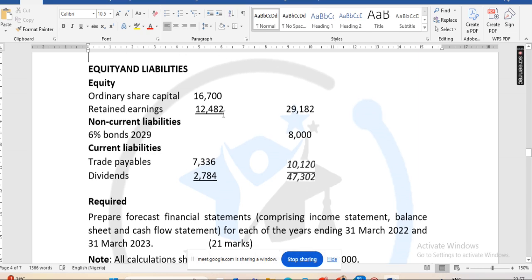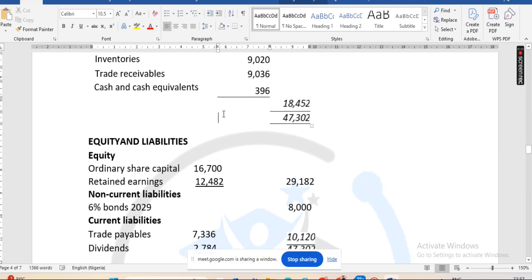16,700, right? This figure is for 2021. We will carry 16,700, that is the ordinary share capital of the business. But guess what? Your retained earning will actually change, right? Because you take the retained earning of 2021 to 2022, and you already have a retained earning in 2022. You add it together. This is ordinary shares, you take it forward.